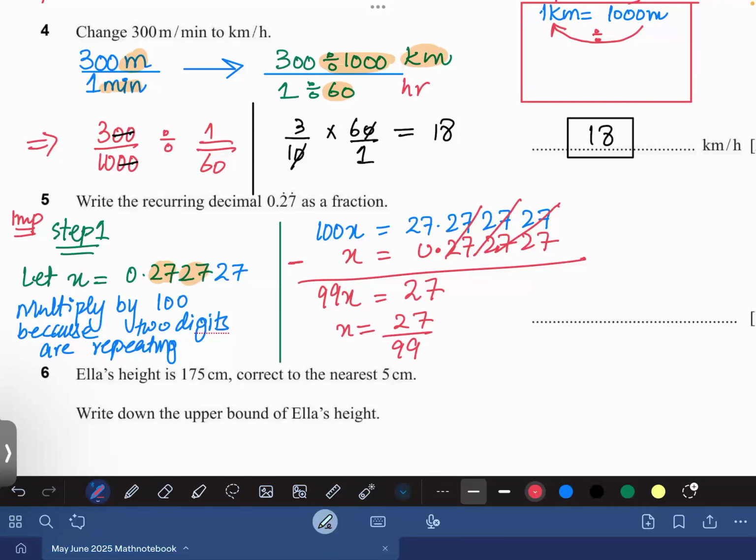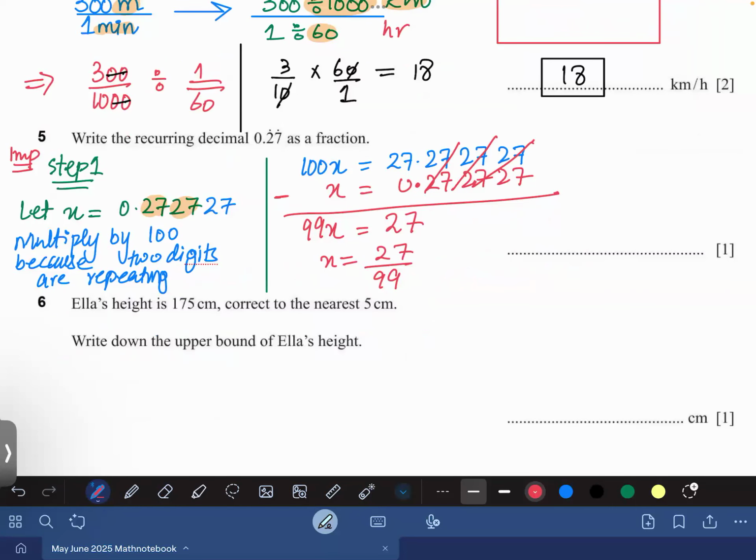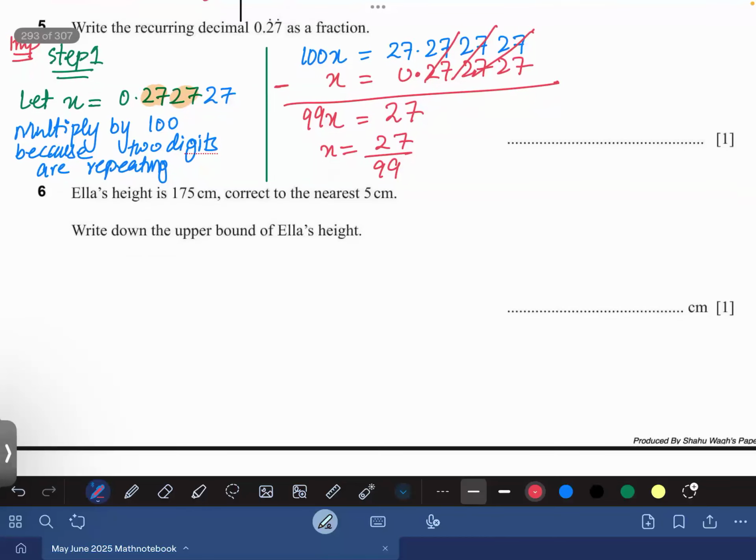Understood? Yes, sir. So now you got the idea of how to convert this stepwise. Sir, please explain this again. Beta, you will have to watch the recording, it is a very detailed lecture. Okay. Sir, is 27 divided by 99 the simplified form of the answer?